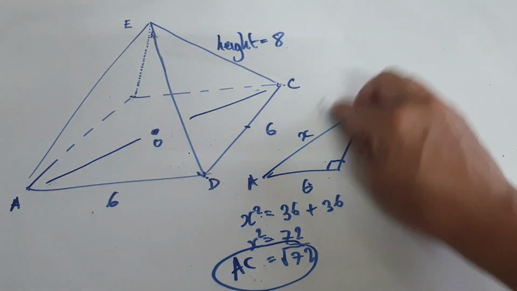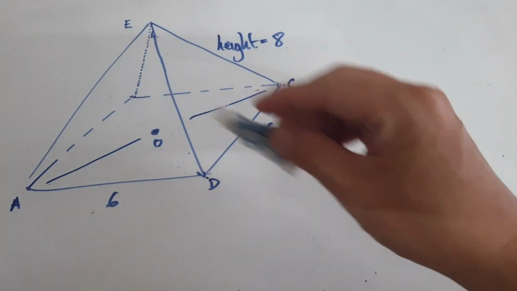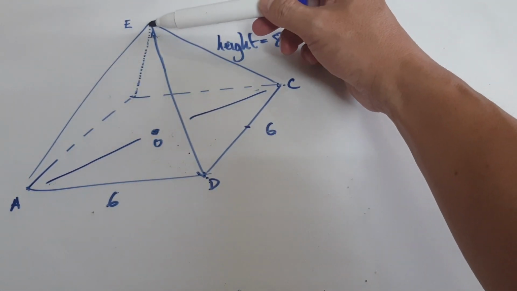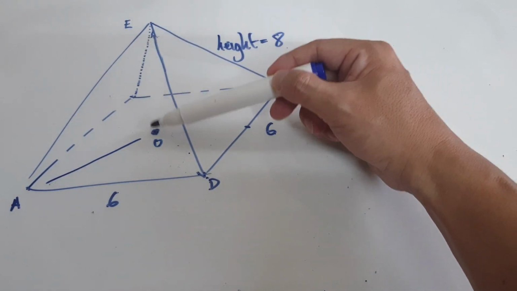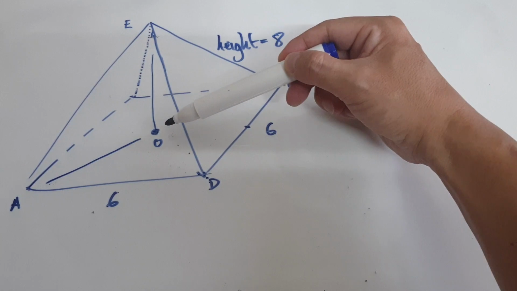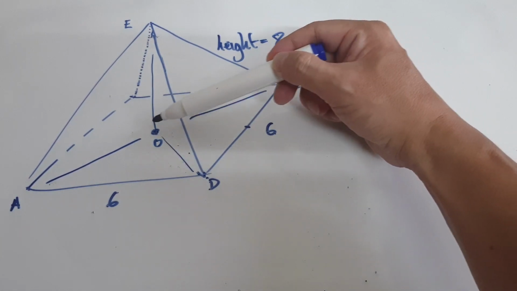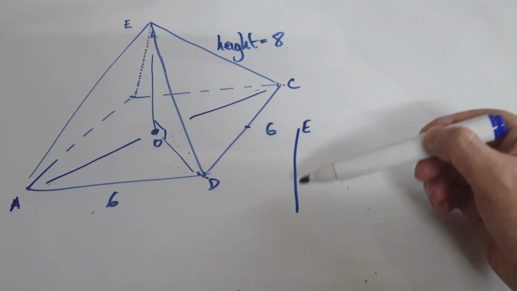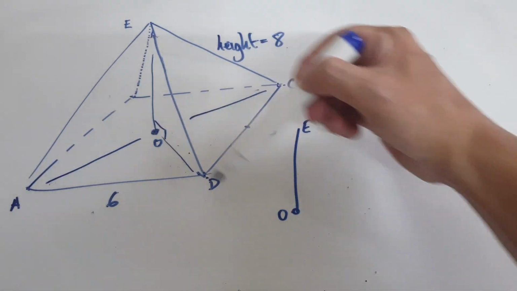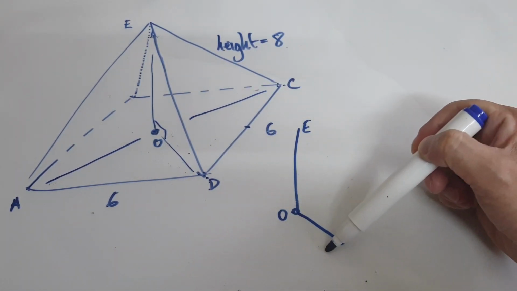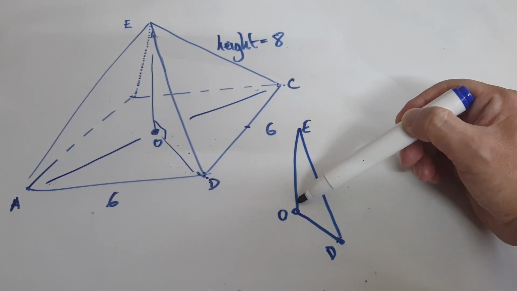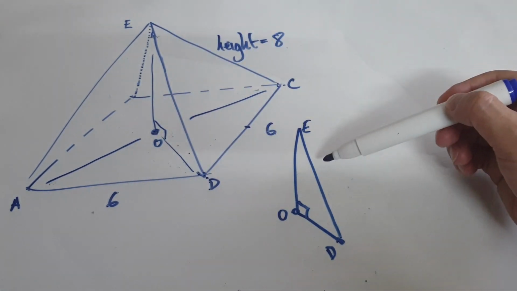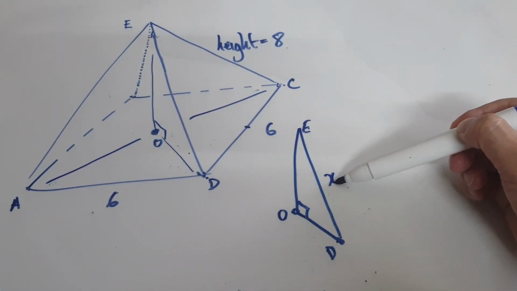Okay, so next one. Our next job is to find ED. So to find ED, draw a vertical line straight down to O, and then from O to D. I hope you can see there's a right angle triangle right here. So E straight down will hit O, and then this is D here, and I hope you can see there's a right angle triangle here in 3D space. Our job is to find ED.